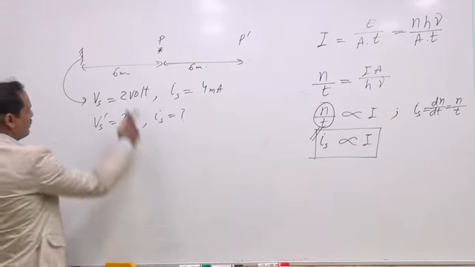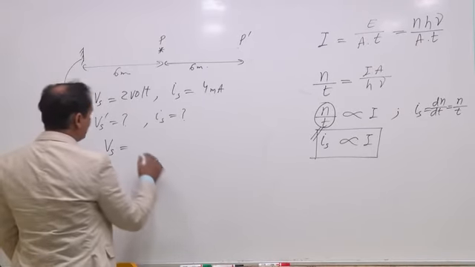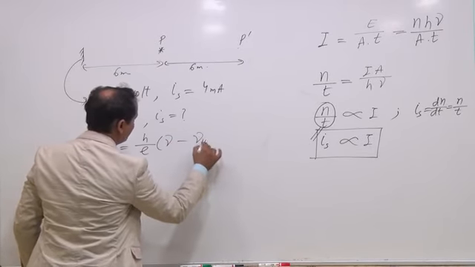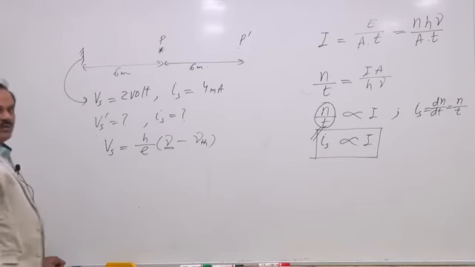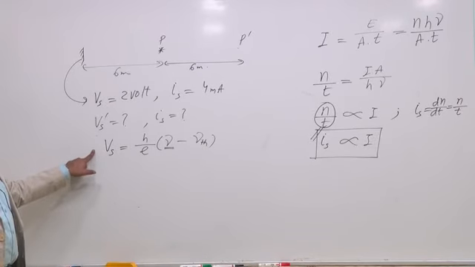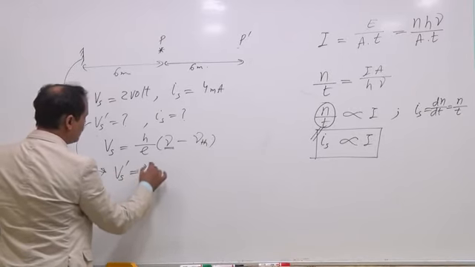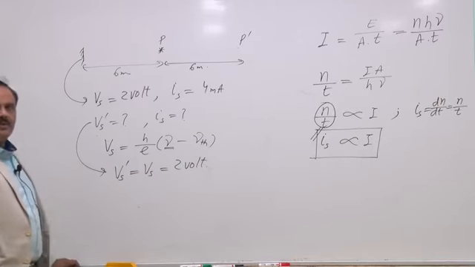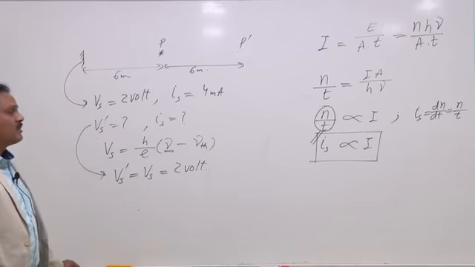So in the first case, let us see the formula for stopping potential. Stopping potential is h by e into (nu minus nu threshold). With change in distance, frequency does not change. As frequency does not change, stopping potential does not change. So from here we can write Vs dash is equal to Vs is equal to 2 volt. Stopping potential remains the same. Now what about saturation current?